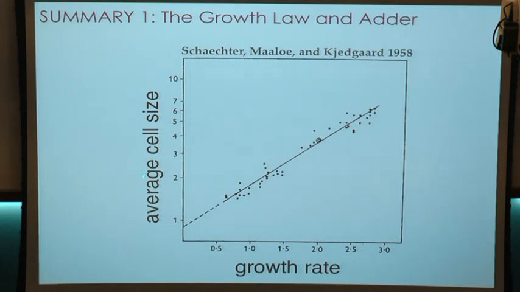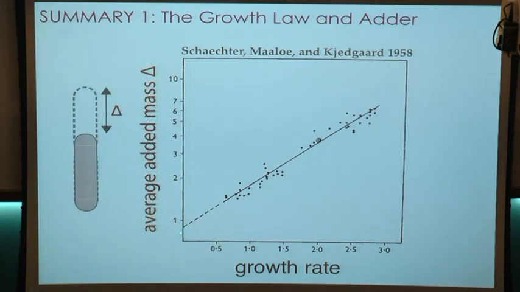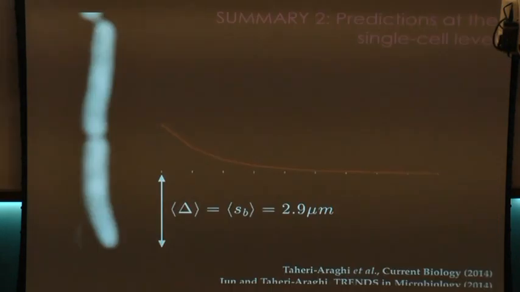So to summarize, this was the original Schaechter line, 1958. As I said, after more than half a century, we've made a real half step forward. We know where the y-axis comes from. It is really about the control of the delta. The question is, how does the delta change in a different physiological state?